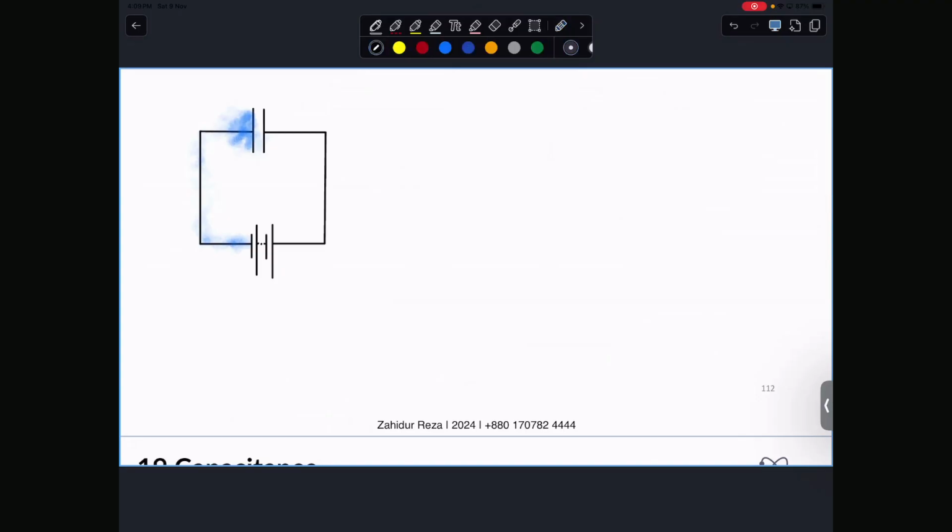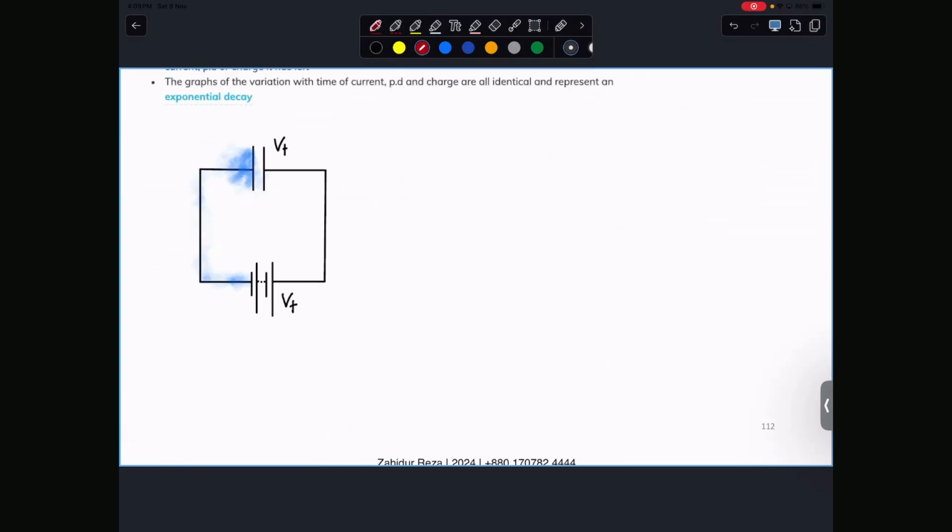Now can you remind me how long this process will take place before the charging process stops? Yeah, so you have V total here, and when the capacitor reaches V total, the charging process stops. This is called a charged capacitor. So what you have here is a charged capacitor. Just for the sake of revision, we'll go through the equations for it.